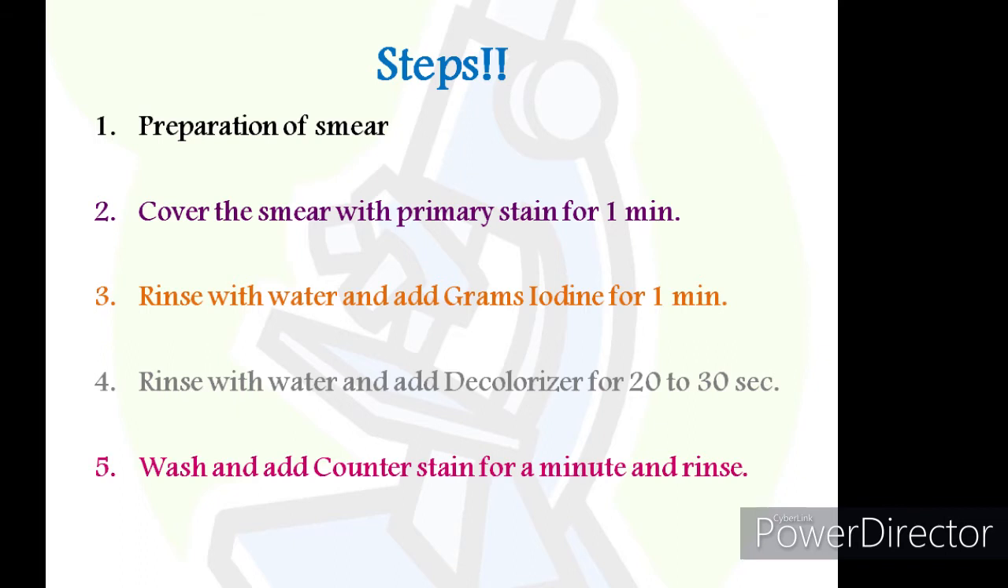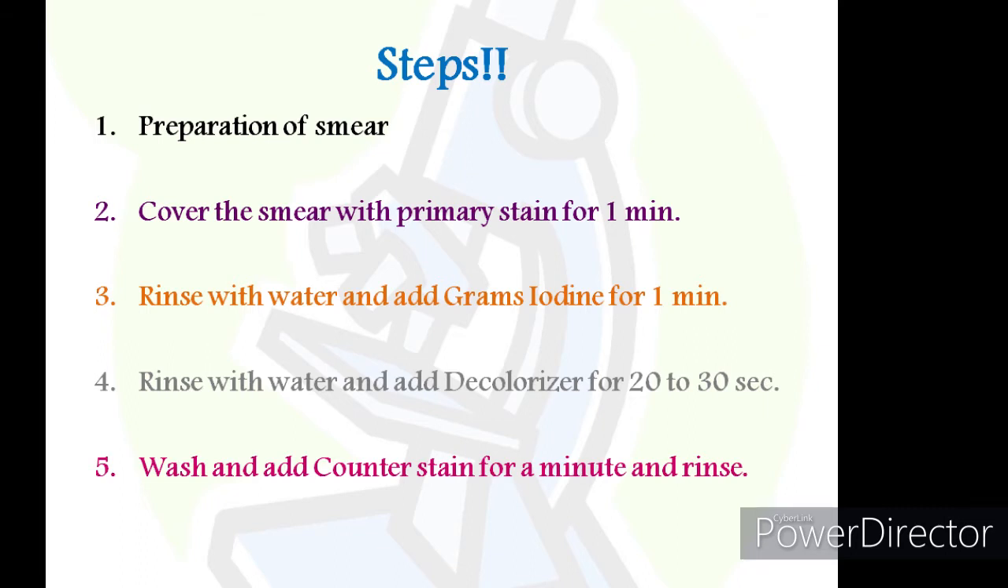In step 3, we'll rinse the smear with water and add gram's iodine for a minute. Here the iodine is a mordant which helps to intensify the primary stain. It also helps increase affinity of a stain to the biological specimen. Here the crystal violet and iodine form a complex inside the bacterial cell wall, that is the CVI complex or crystal violet iodine complex, in both gram positive and gram negative organisms.